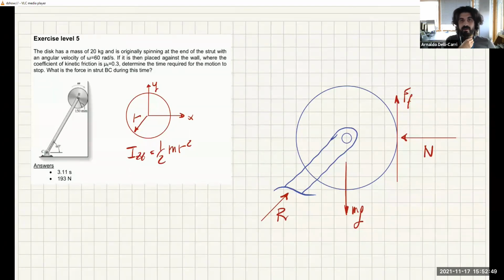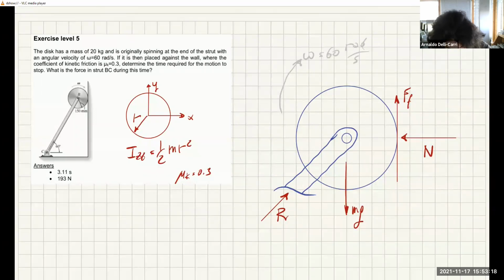We need to find the time required for the motion to stop. Let me put the velocity here. The velocity is not part of the free body diagram. That's why I'm using these very dull colors, just to remind me that this is going at 60 radians per second. On the free body diagram, you don't use velocities, you just use the forces. Mu k is given, 0.3. The mass is 20 kilograms. Okay, so this is point B.